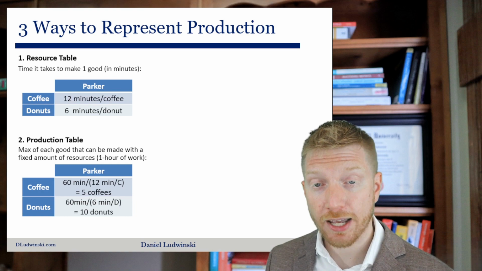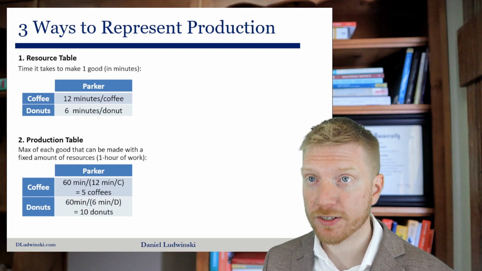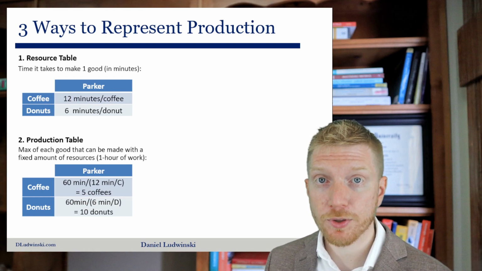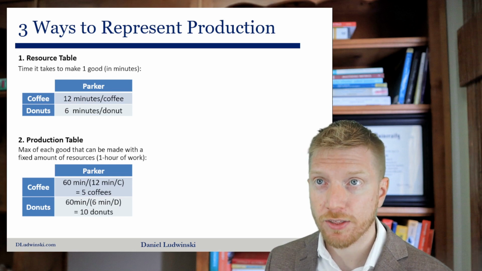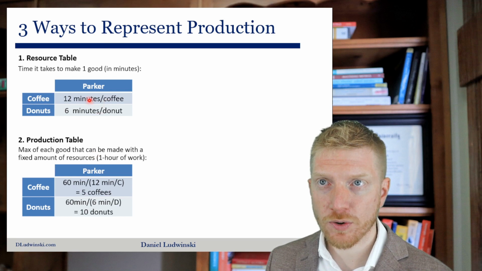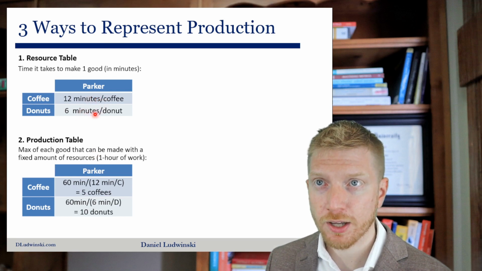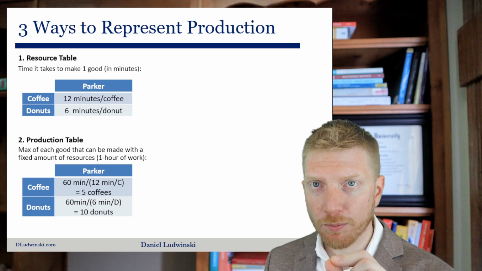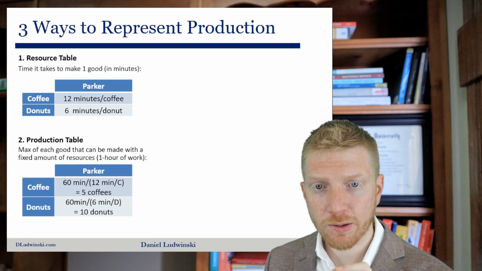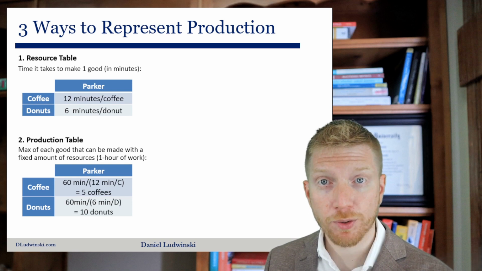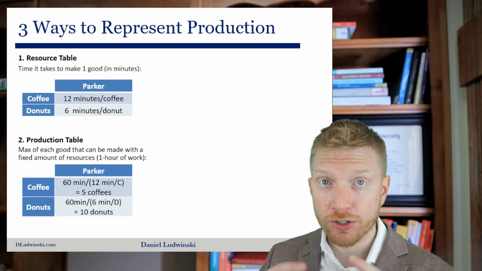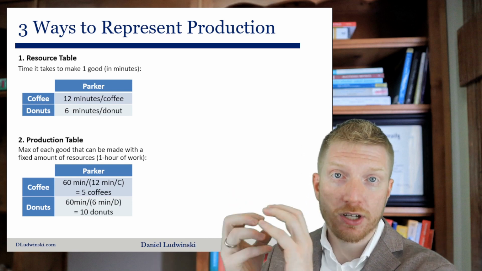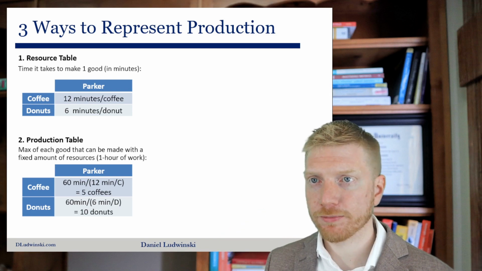Now, one thing I want to emphasize as you move between these tables, we often will drop units from these tables. So you'll see this represented as maybe just a 12 and a 6 showing up here instead of minutes per coffee, minutes per donut. But the units are actually helpful, and they're helpful in moving between the two, and helpful for understanding what kind of multiplication or division you need to do conversions between resources such as time and amounts.